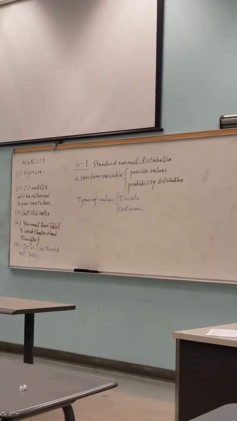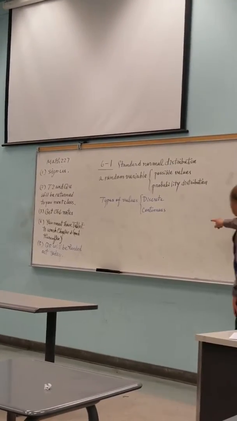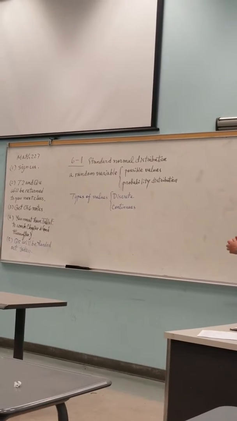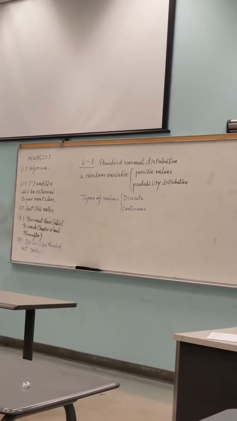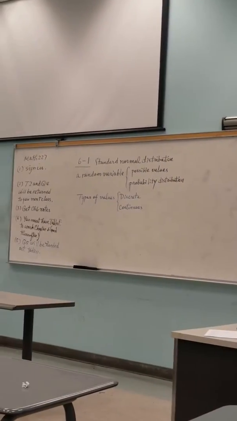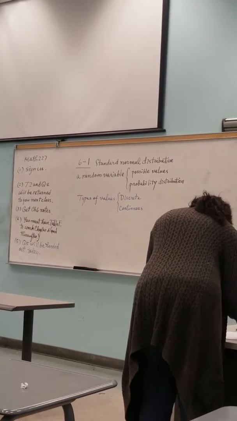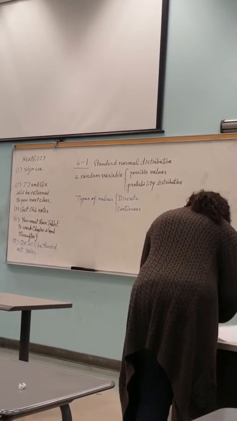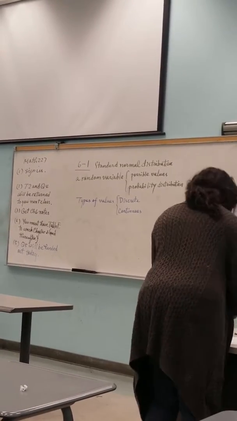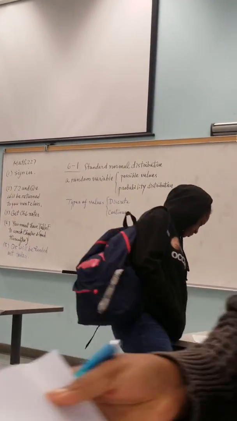In chapter 6, we learn this kind of random variable called a continuous random variable. Now let's understand discrete and continuous. In chapter 5, those random variables are discrete. What does it mean? It means those possible values have gaps.